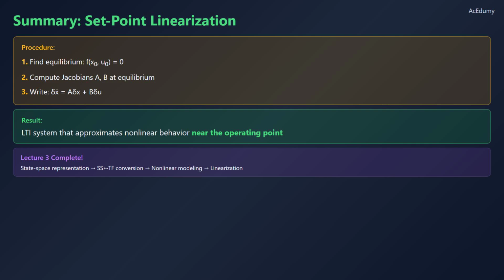This completes Lecture 3 on state space models. We started with linear state space representation, converted between state space and transfer functions, modeled nonlinear systems, and now we have learned to linearize them. These tools form the foundation for modern control system design.